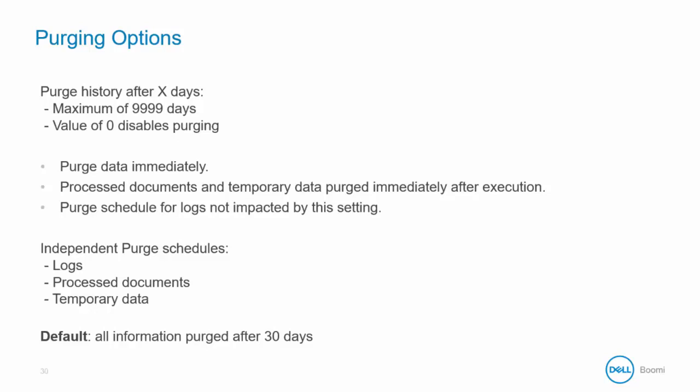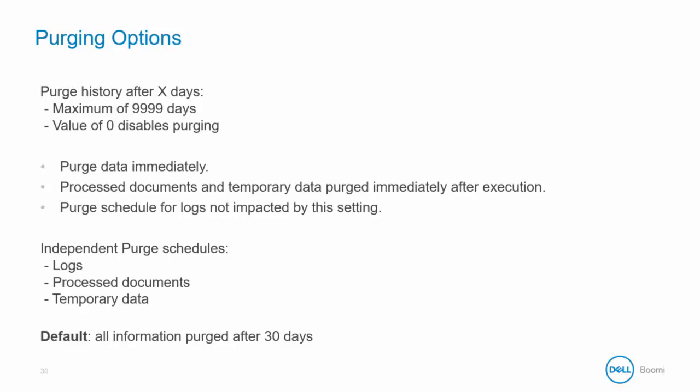The second is Purge Data Immediately. When selected, it forces process documents and temporary data to be purged immediately after a process execution ends. This setting does not affect when logs are purged, only the temporary data. Selecting this option and setting Purge History after X days to an integer greater than 0, such as 1, is a technique to not only purge your data right away, but also run an extra cleanup process on a daily basis.